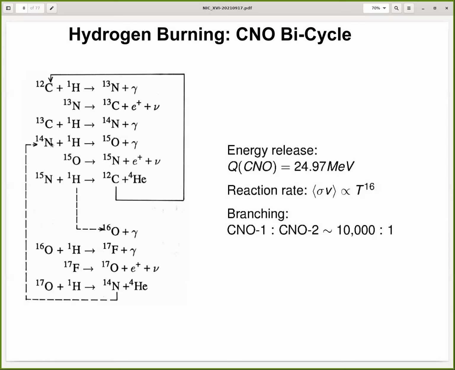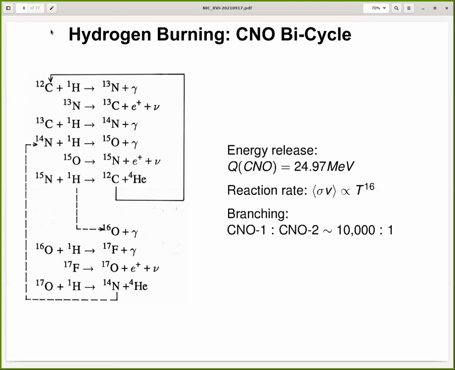And it can be important if there's a significant leakage from the cycle this way, but at lower temperatures, that is not happening at a significant rate. And so you may mostly stay trapped inside that main cycle.